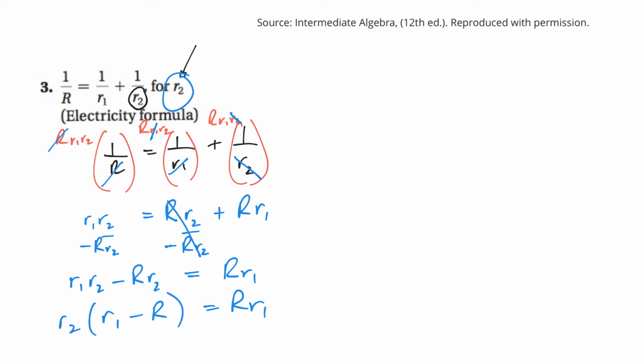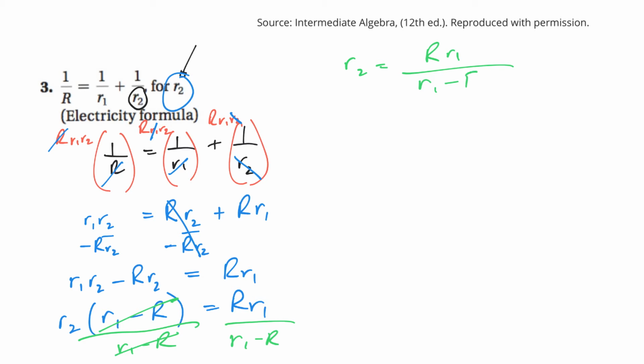And then finally, to solve for r2, I'll divide both sides by r1 minus r. So here they cancel, and I'm left with r2 is equal to r1 all over r1 minus r. And lots of these questions are done the same way. So you have to get a lowest common denominator, multiply to get rid of the common denominator, look for the unknown that you're wanting to get. If there's two of them, get both terms on the same side, and then factor.